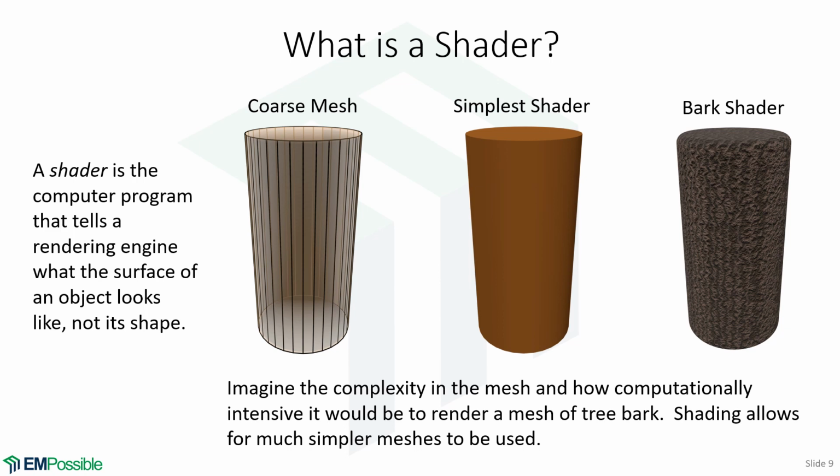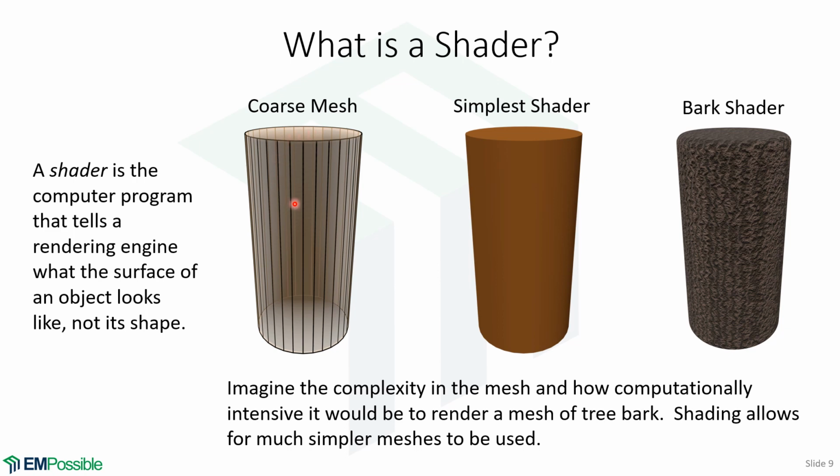And if you're making a game and you're really limited on memory, maybe the game's going to go on your watch or your phone, well, you just can't do that. You have to use a coarse mesh. So the mesh is the shape of the object. The shader is what the surface of that object looks like.